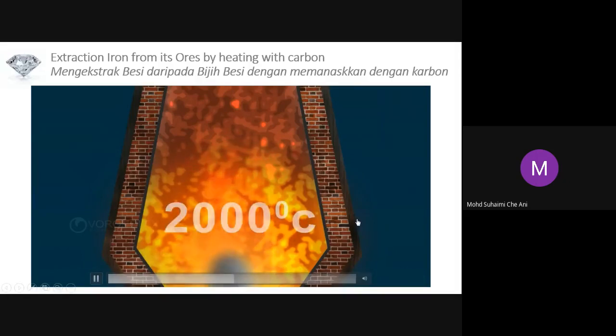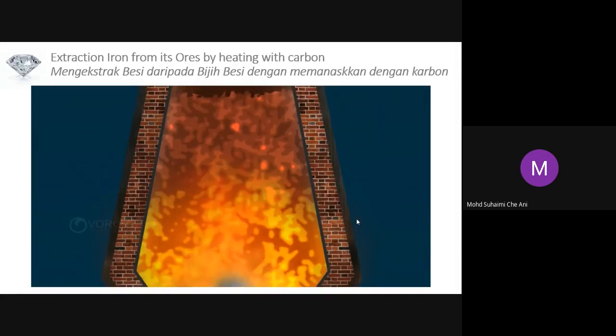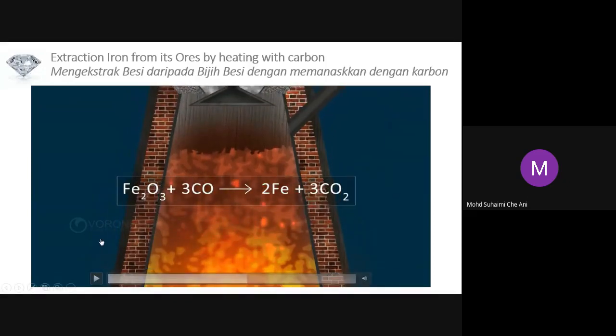Suhu dia boleh mencapai sehingga 2000 darjah Celsius. Okay, very very high temperature if you want to use this method. So this is the formula for the process: iron oxide plus carbon, but this one carbon in the form of carbon monoxide. So carbon monoxide will steal the oxygen from the iron oxide. You will leave the iron only. Then you will get the carbon dioxide. So now you can get the pure iron. You can get the iron from this method.